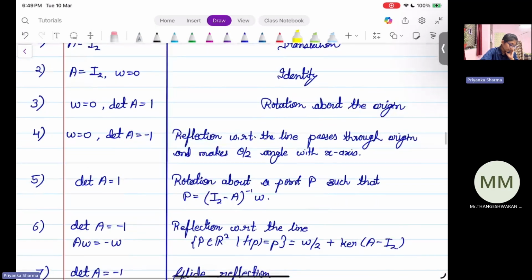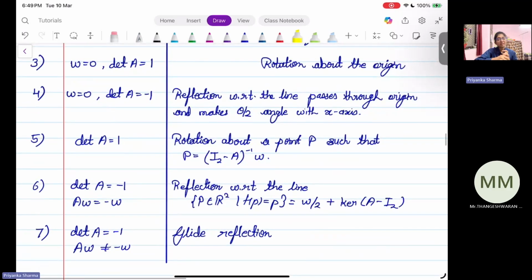Okay. Now if we relax this condition that w is 0, then in general, whenever we have determinant 1, we will get a rotation, and when we have determinant minus 1, we will get a reflection. So if the determinant is 1, in general, that is, w need not be 0, then we get a rotation about a point P instead of a rotation about the origin. This point will be obtained by P = (I2 - A)⁻¹ w.